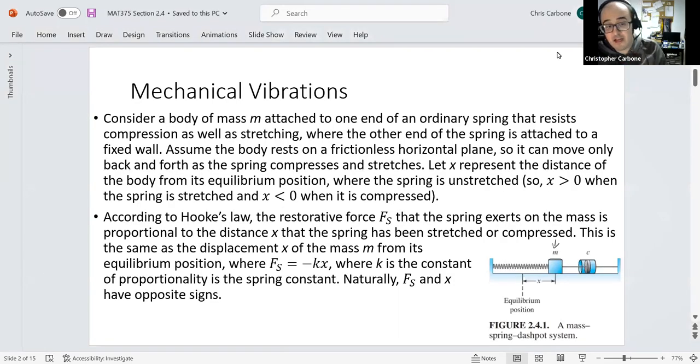So this is where we have some body of mass M, such as in my picture in the lower right-hand corner, attached to one end of an ordinary spring that resists compression as well as stretching. So that spring that we have attached to that mass, where the other end of the spring is attached to a fixed wall. So a fixed wall over here.